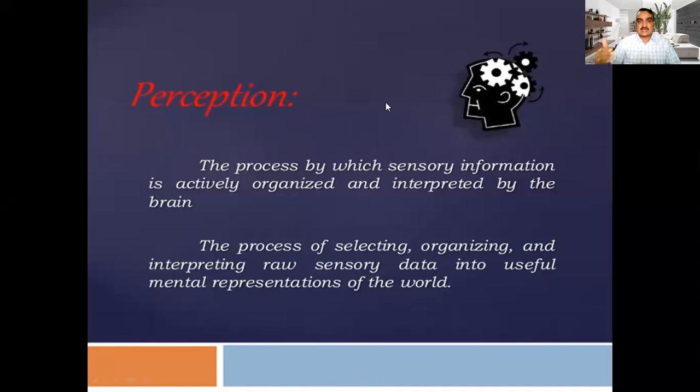The process of selecting, organizing, and interpreting raw sensory data into a useful mental representation of the world is also known as the concept of perception. Before making our final decision about anything we are thinking of, we collect the information, select it, organize it, and after organizing, we interpret it. When the raw sensory data is converted into a formal form of organization, we interpret it, and based on that interpretation we come to a conclusion.